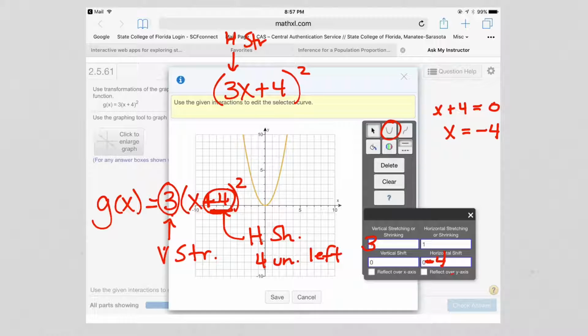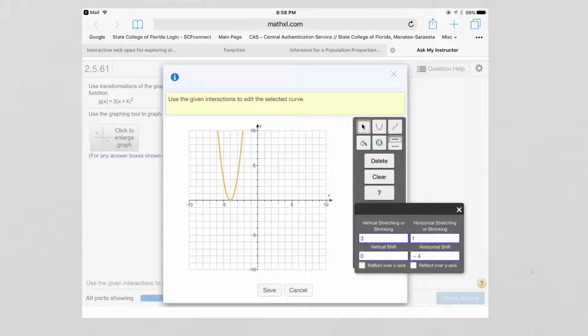All right, let's take a look at what happens when we enter those numbers in. Okay, so now I've got my numbers entered in, and you can see that the parabola has moved over. So now we've got it over here, shifted 4 units to the left, and you can see it's thinner than it was originally.